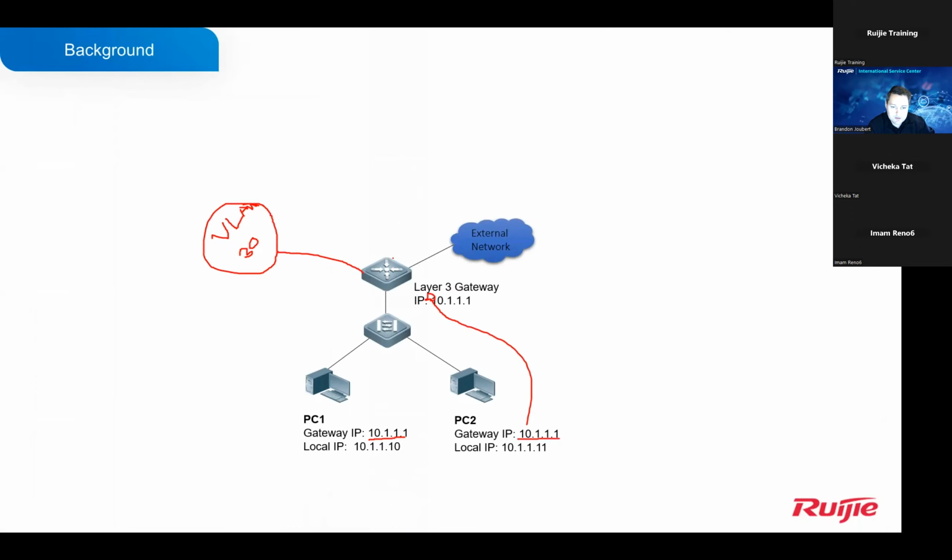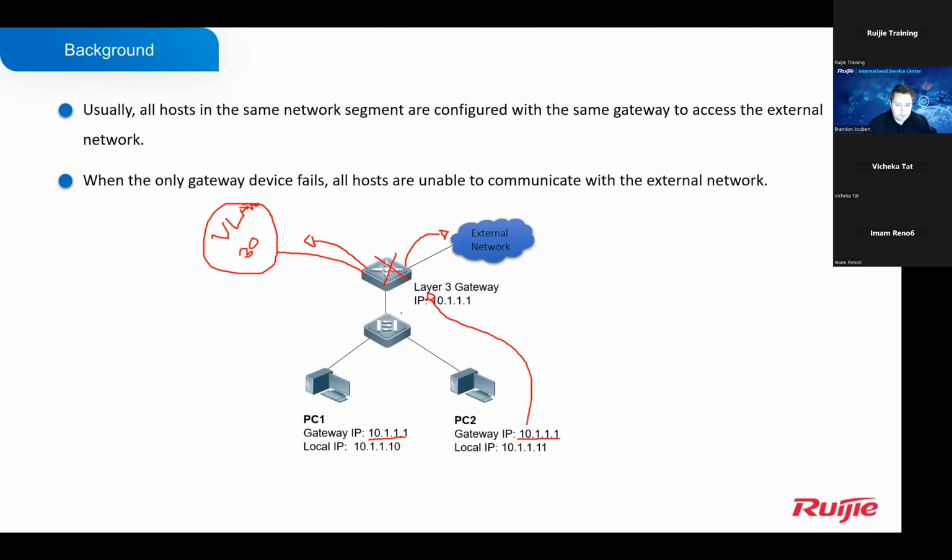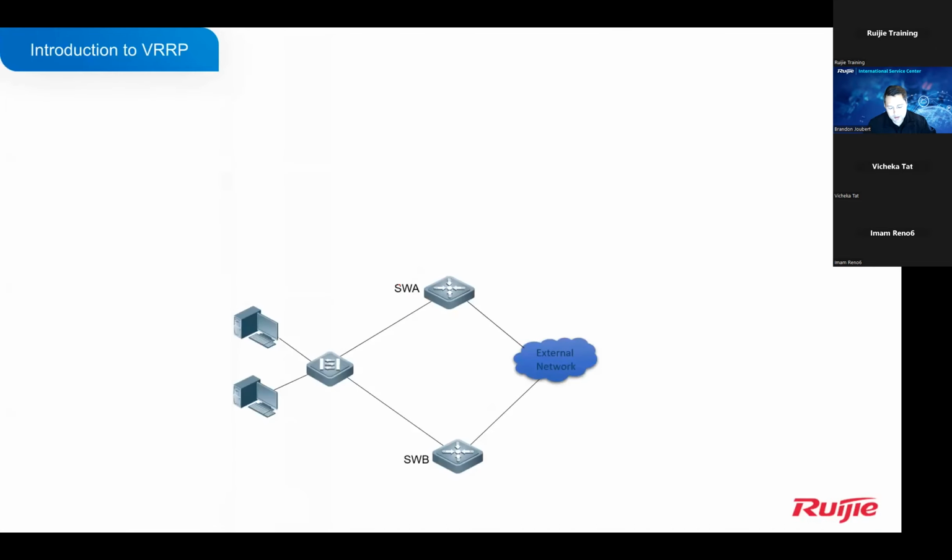So if this layer 3 switch should break down and fail, this means that both of these PCs will not be able to reach the external network or have any inter-VLAN routing. They will be stuck on their local VLAN that they are connected to and only communicate with devices connected on their network. So VRRP addresses this problem with the following topology.